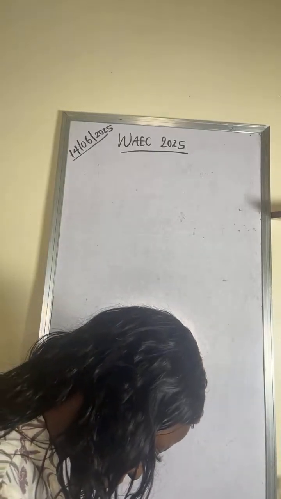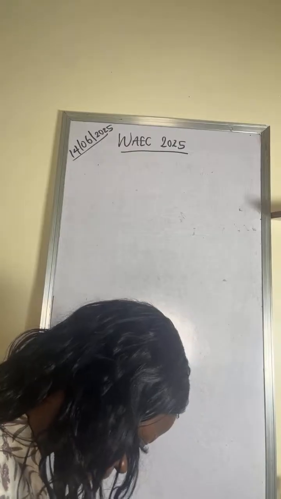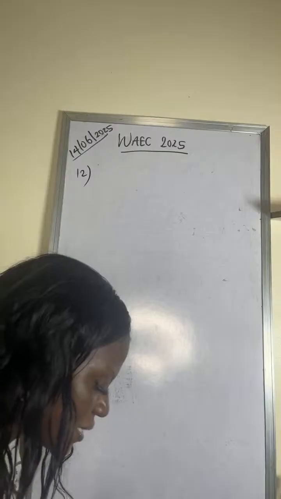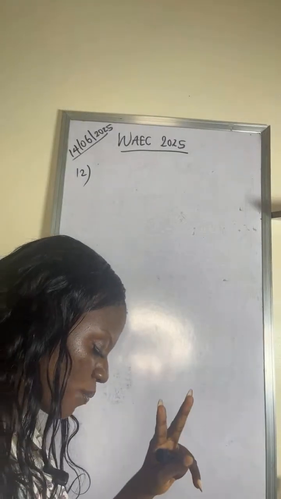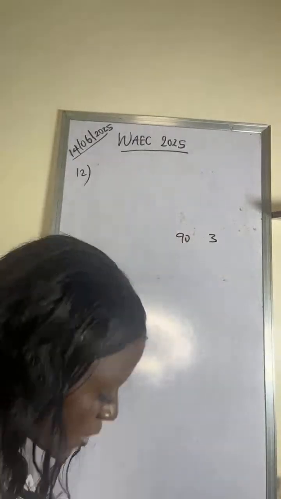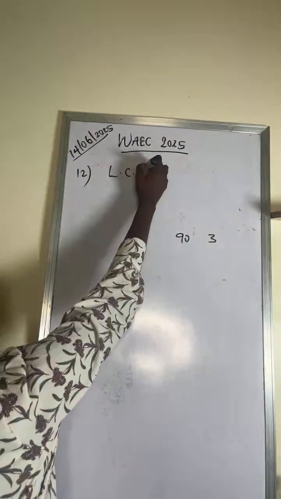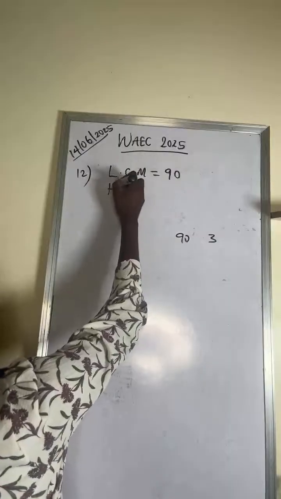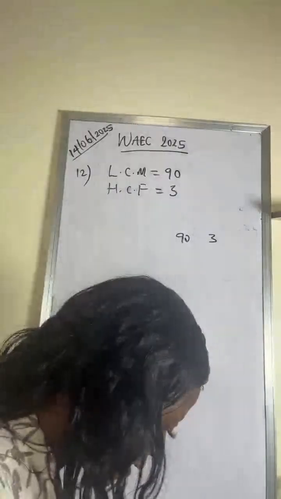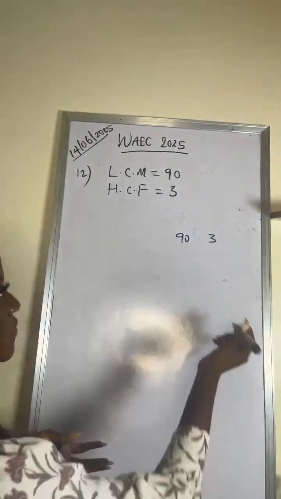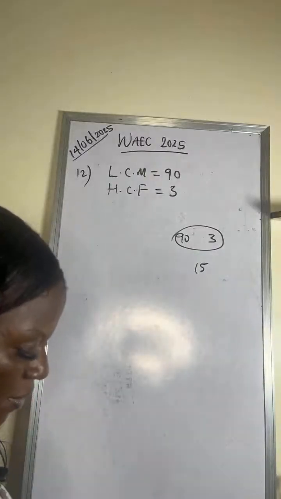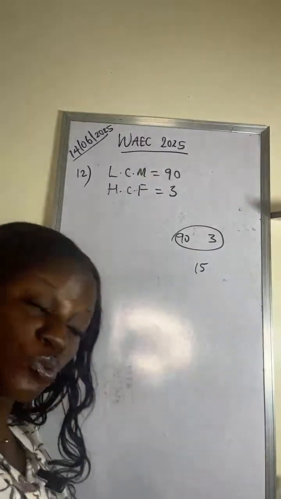So moving on, we have, let's see. Okay, there's this question number 12 that says the LCM and HCF of two numbers are 90 and 3 respectively, meaning the LCM is 90 and then the HCF is 3. Right. Now, if one of the numbers is 15, what is the other number? Okay, so we have two numbers, right?